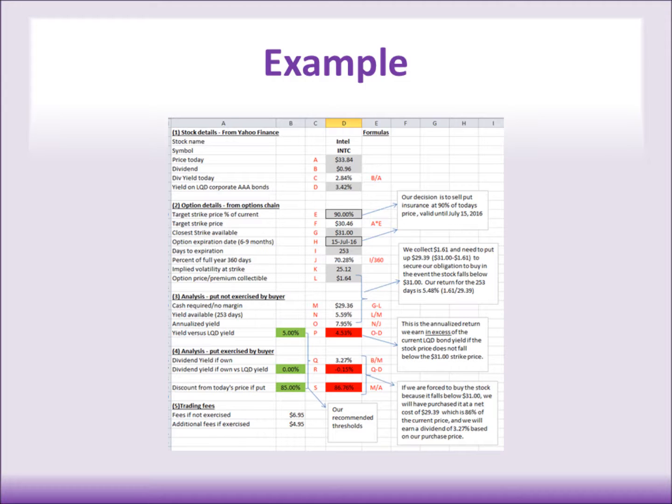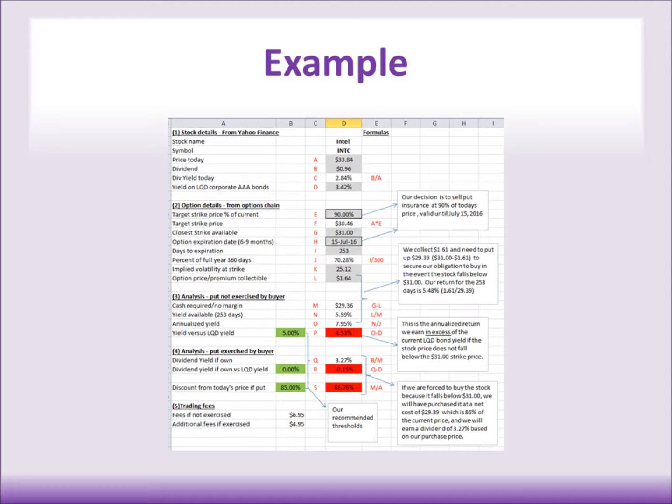And we went out 9 months, which meant the days to expiration was 253, which is 70% of a full calendar year. Now, the price of that option was $1.64, so we could collect $1.64 today, and you would need to secure your commitment to buy the stock at $31. And so you would need to put up 31 minus 1.64, so you would put up $29.36.